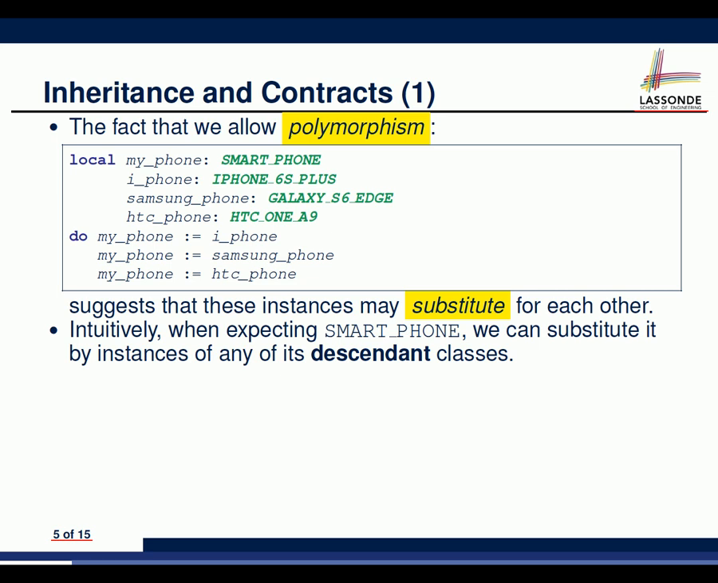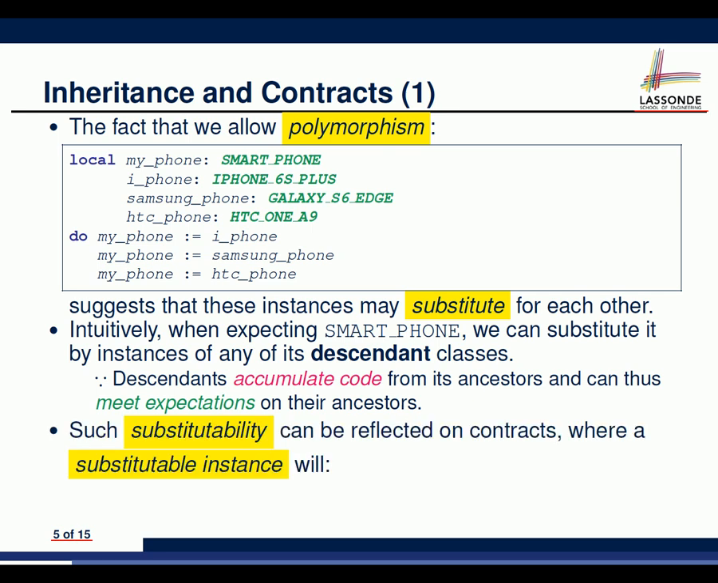Basically, whatever you expect on the parent objects, it definitely can be satisfied by the descendant objects because they guarantee to define all the code. Okay? That's what we said before. But now, we want to say a little bit more logically about substitutability for contracts. So here are the two principles you have to remember.